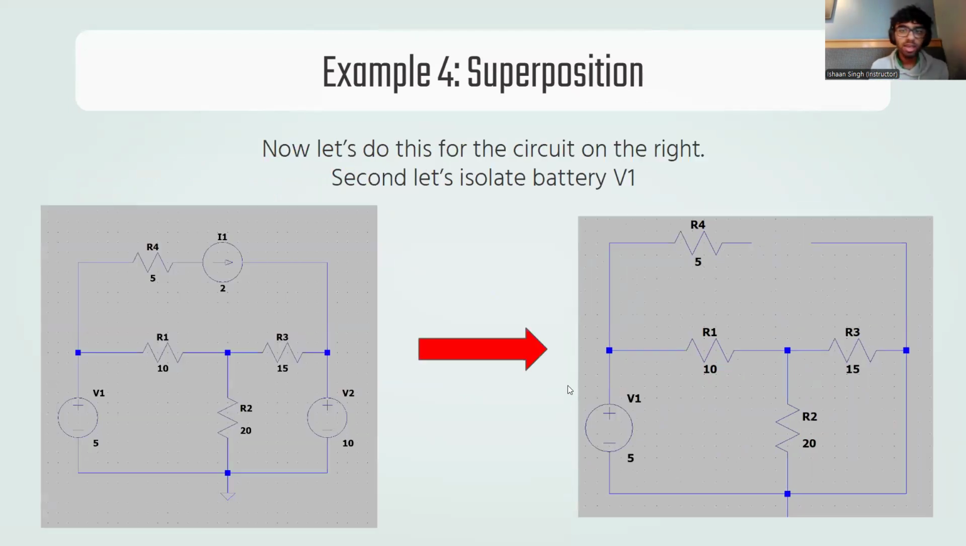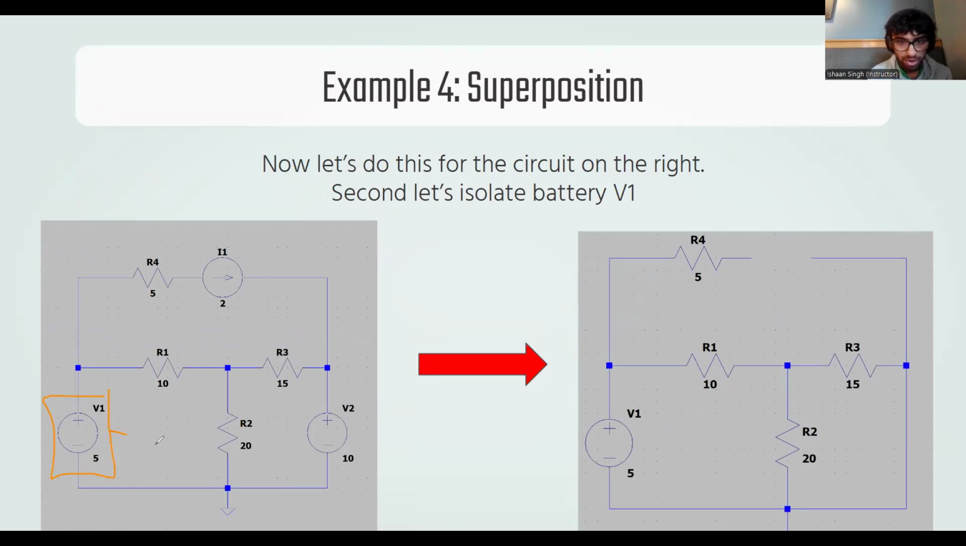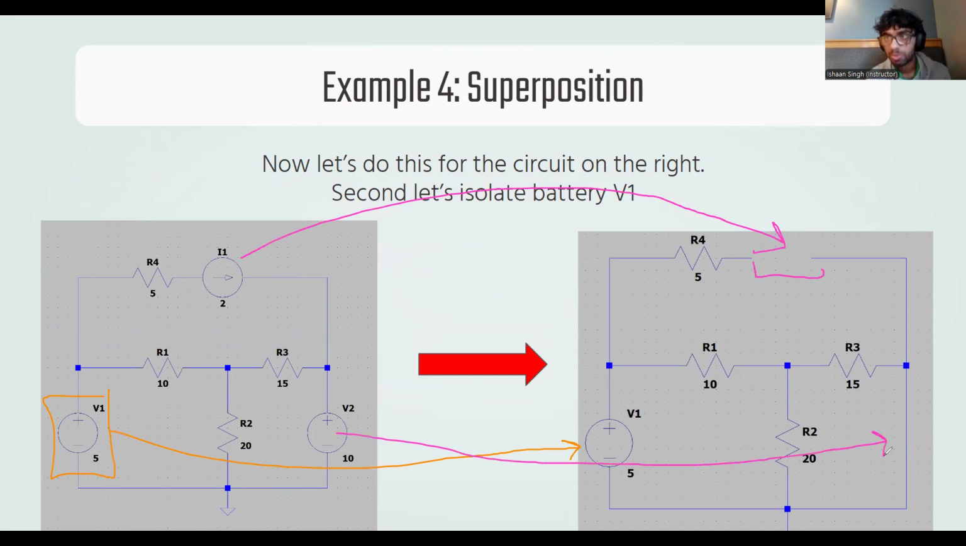Okay. Now let's isolate the battery V1. So we want to keep this battery that's right there. But the current source, we need to replace with a break in the circuit. For current sources, we literally just remove them and create an open circuit. This is called an open circuit. It's just completely broken. And you can see the battery we've replaced with just wire. It's a short circuit right there.